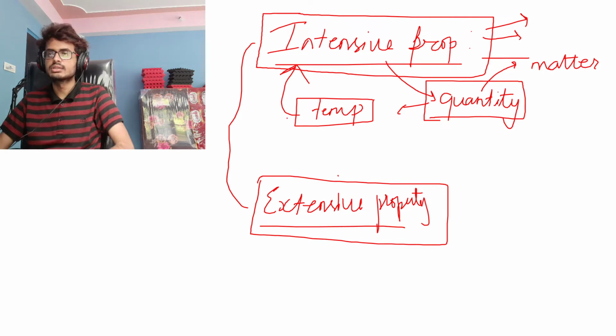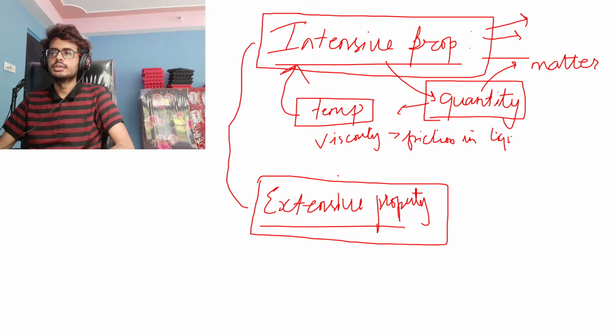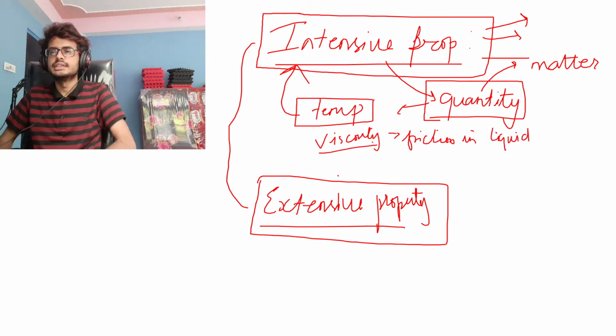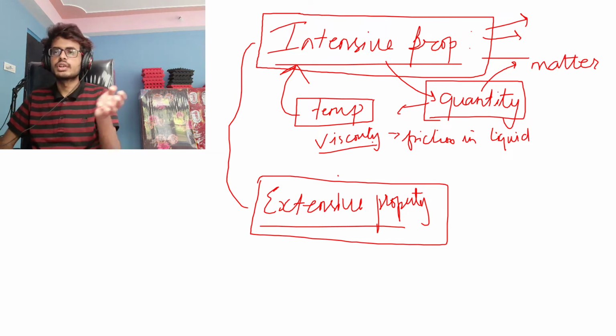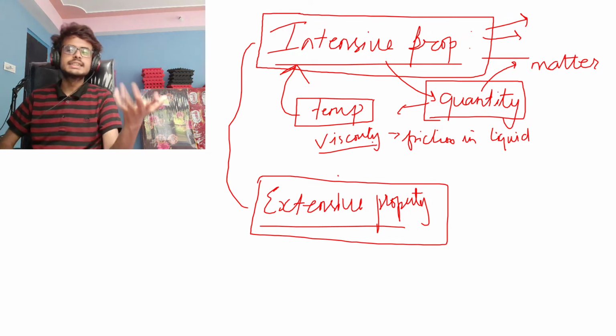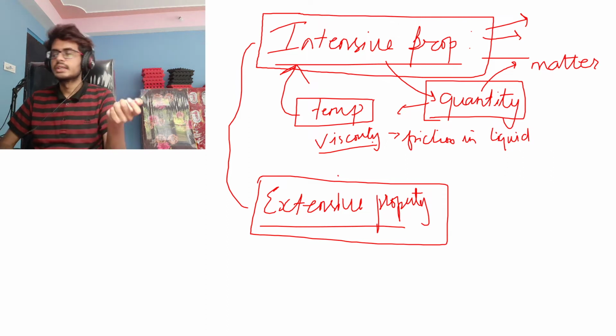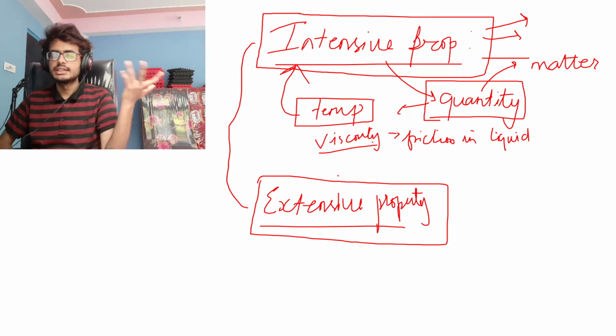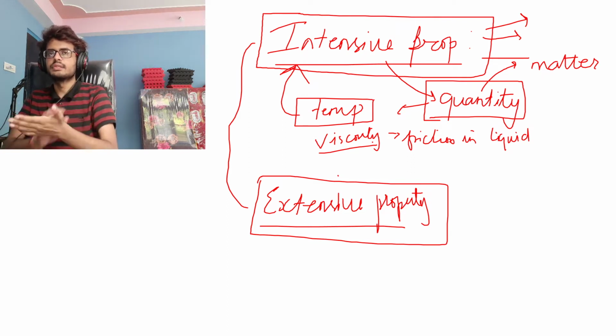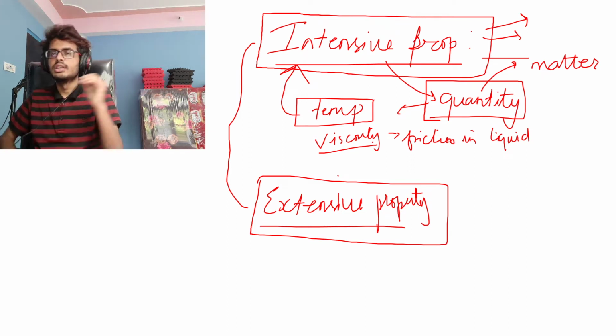Viscosity is also one of them. You know what viscosity is, right? Viscosity is basically friction in liquid. By viscosity, you can define how thick or thin a liquid is. Water is one of the least viscous liquids. The viscosity of water is very low. It's very thin. It doesn't take a lot of time to flow.